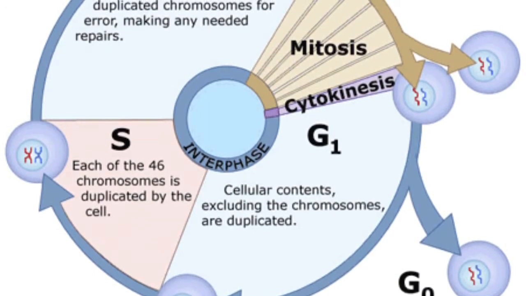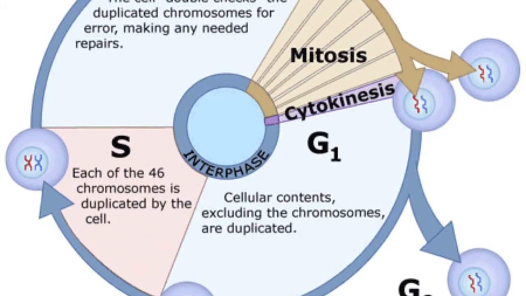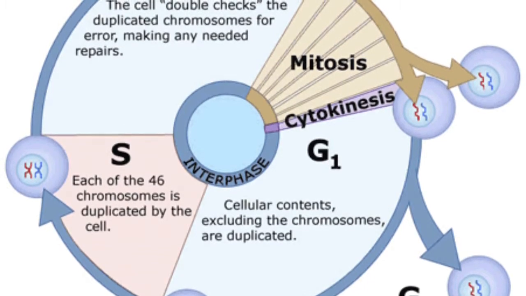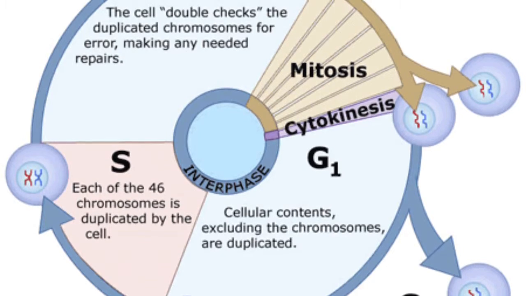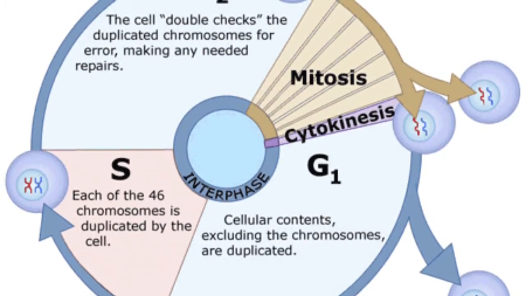So during mitosis, there are 5 stages. The first stage that you have is interphase. Interphase is where the cell's chromosomes duplicate. The chromosomes are not visible, but they do make a copy of itself, which is a parent cell.